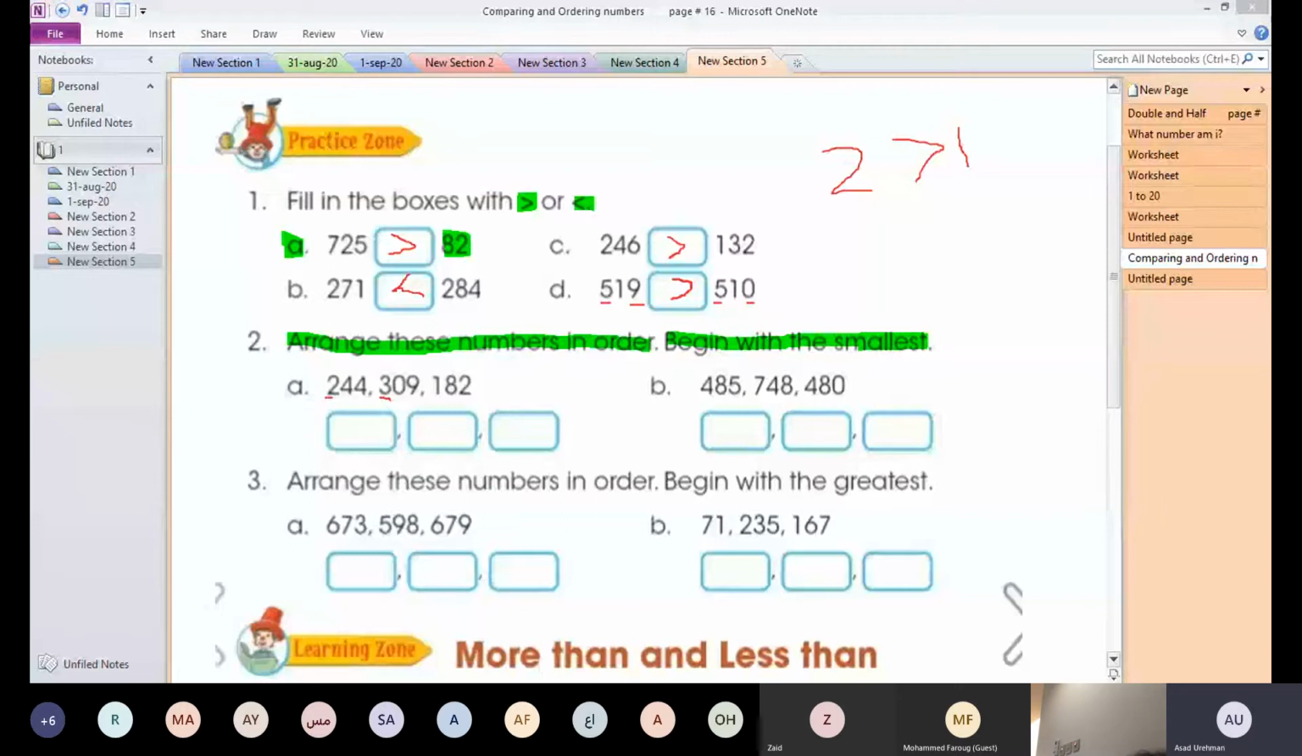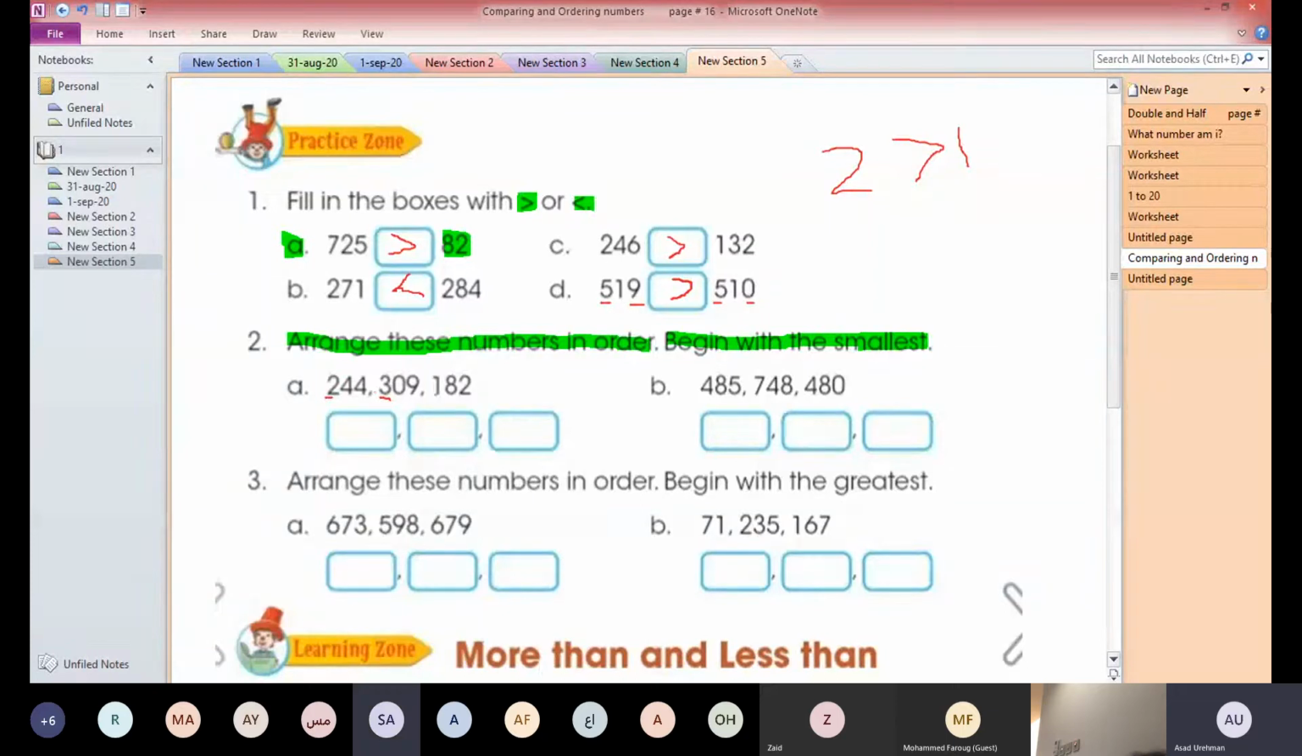Okay. Now, move back to the question. Arrange these numbers in order, begin with the smallest. So 2 is less than 3. Now I will check 1 here. This is also on the hundreds position: here 1, here 2 and 3. So that means 1 is the smallest one among 1, 2 and 3, because on the hundreds position 1 is the smallest one here.